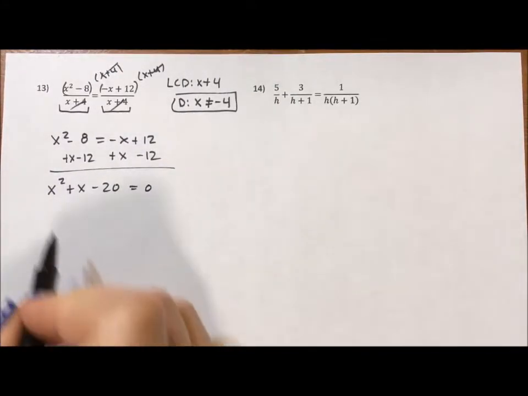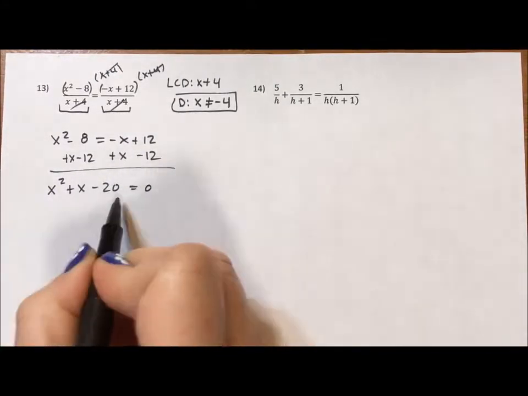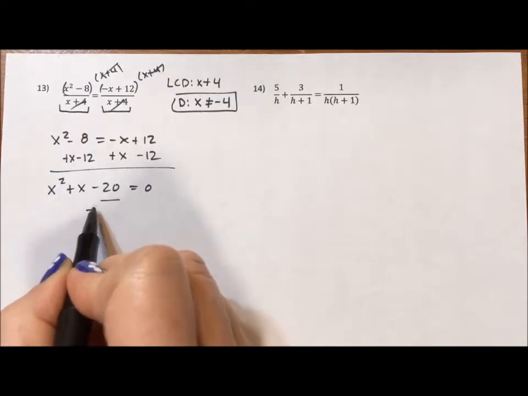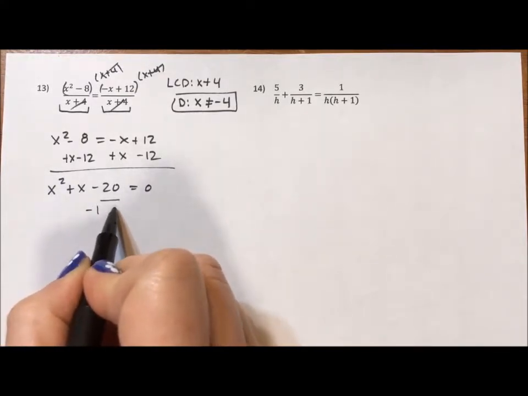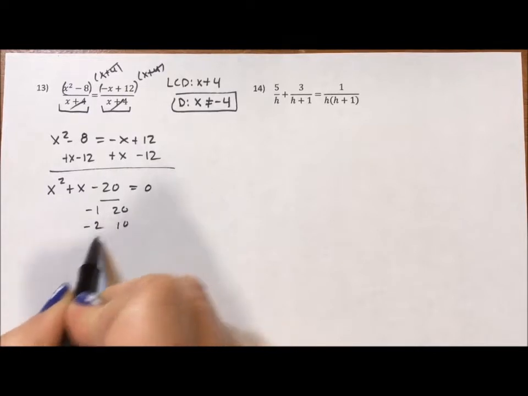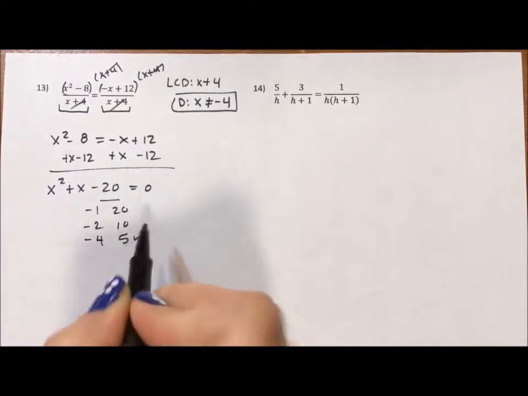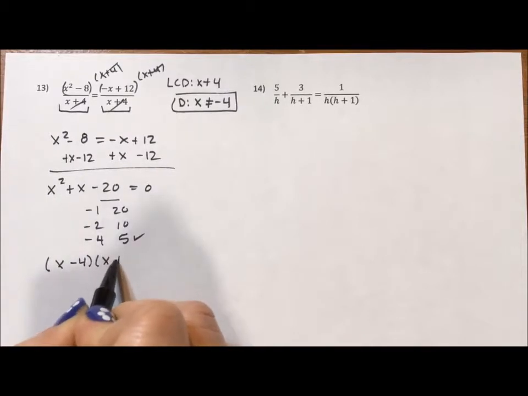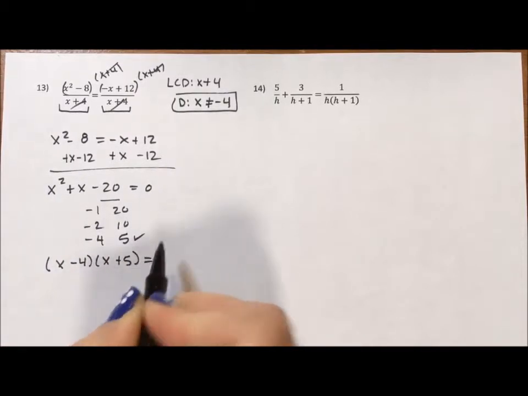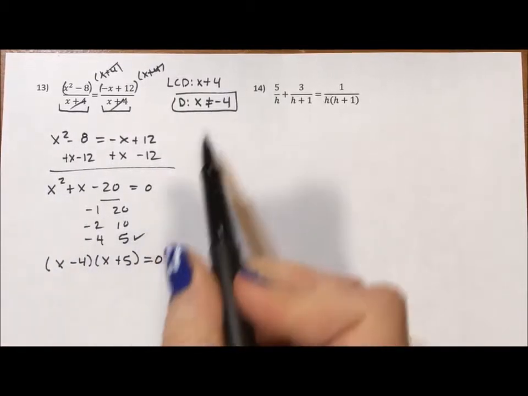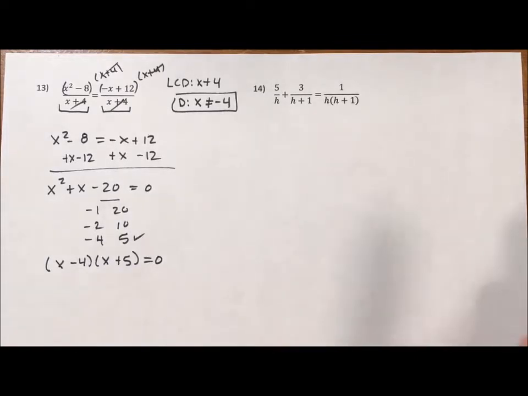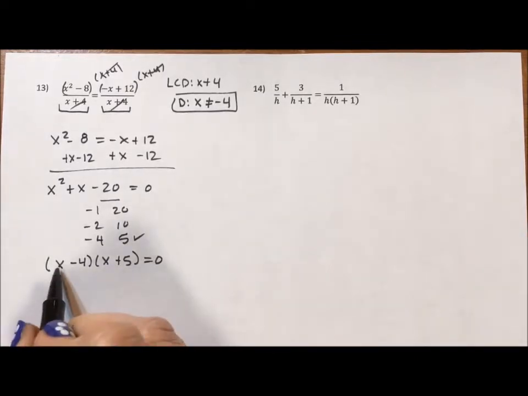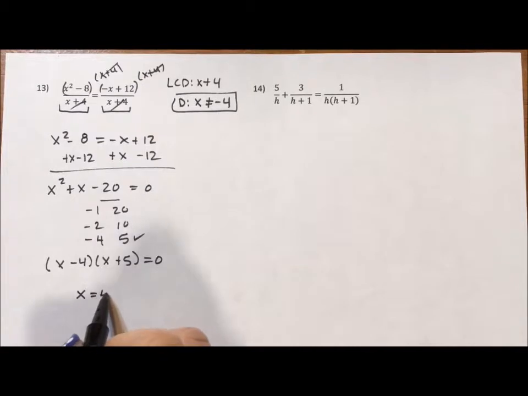This factors out to be, let's see, negative 1 and 20, negative 2 and 10, negative 4 and 5. This ends up being x minus 4 times x plus 5 equals 0. Your brain is going to go, hey, x minus 4, negative 4, not possible. But you've got to finish this out. This is 0 when x is a positive 4. This is 0 when x is a negative 5.